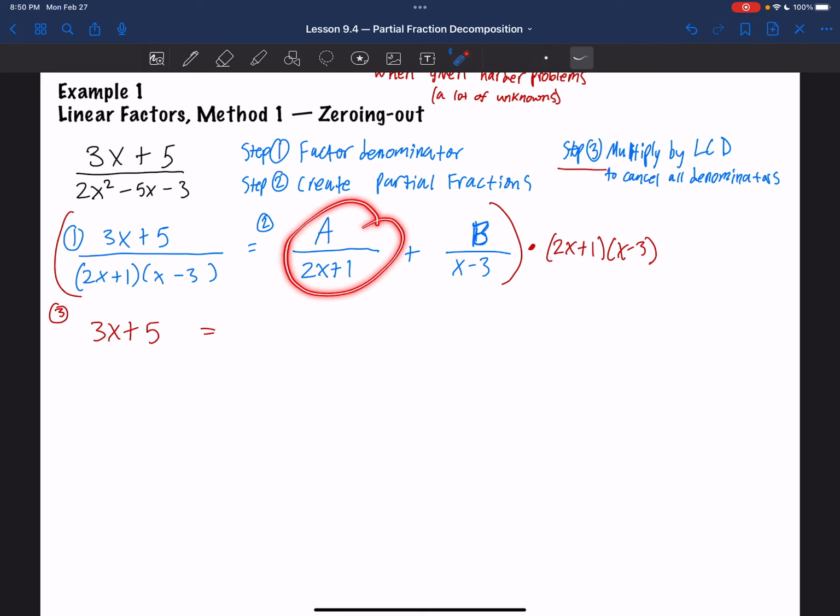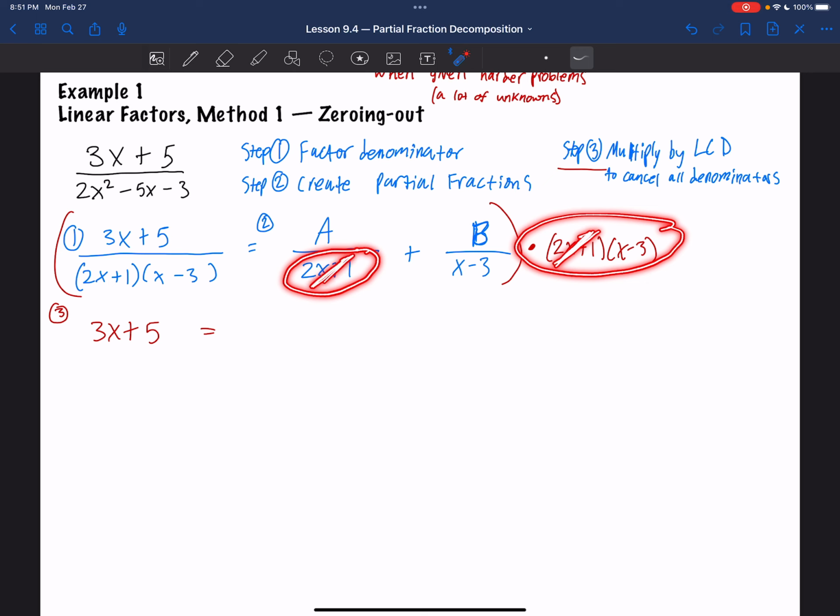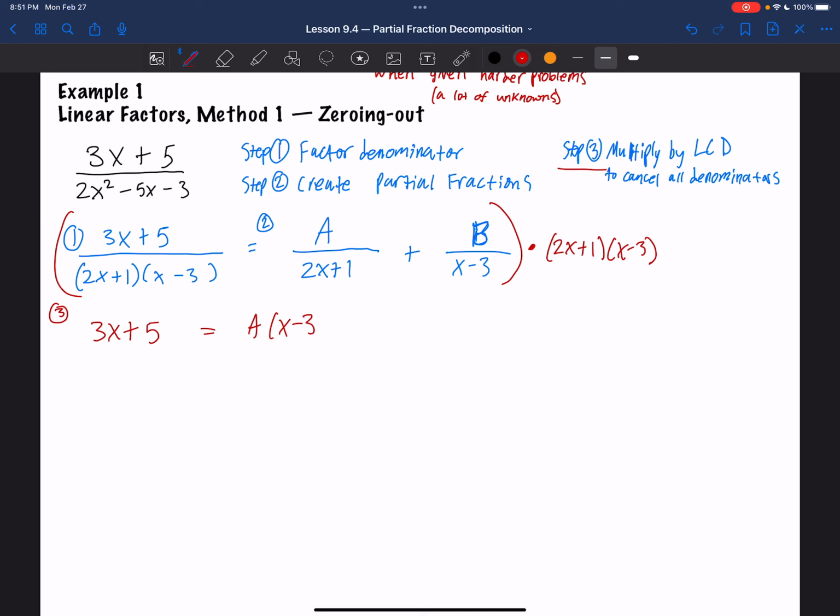Now take a look at this one and multiply by this, right? Your denominator is 2x plus 1, and if you compare it with the LCD, you put 2x plus 1 on top. The 2x plus 1s cancel, but I'm still left with x minus 3. So there's going to be an x minus 3 up here, okay? Which means this is a times x minus 3. And now I'll move to the next one.